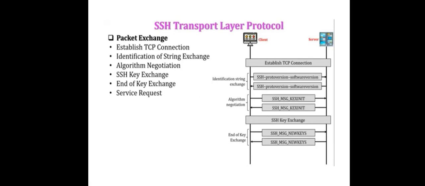The next one is the end of the key exchange. The end of the key exchange is signaled by the exchange of SSH_MSG_NEWKEYS messages. At this point both sides may start using the keys generated from the master key. The final step is the service request. In this step, the client sends a service request, either for user authentication or for the connection protocol. After that, all the data exchanged is protected by encryption.